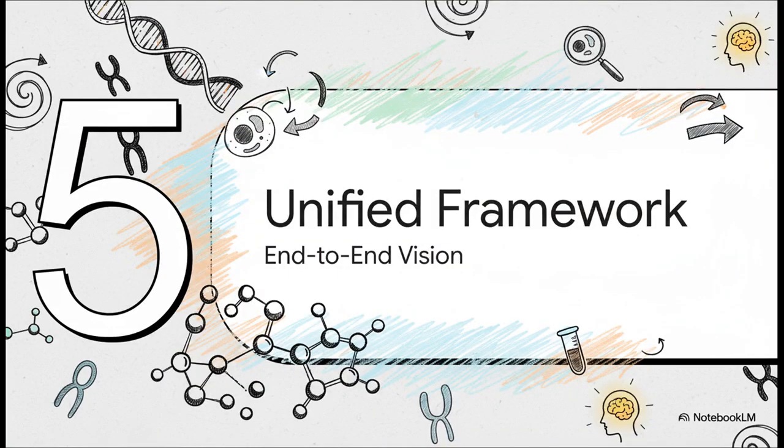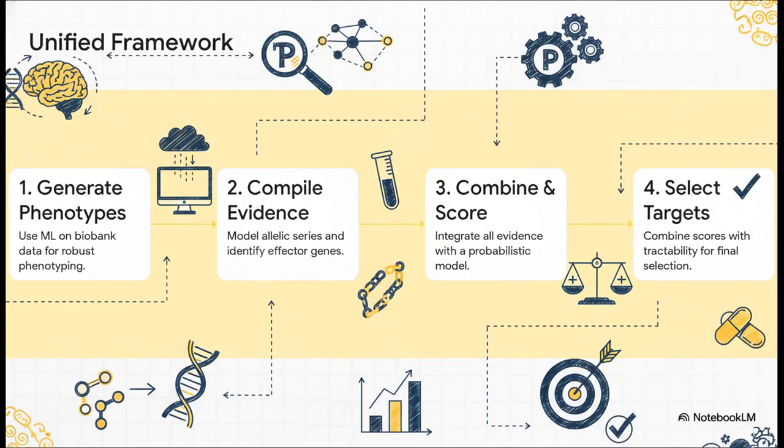This leads to the central proposal of the review, the development of a single, unified probabilistic framework. The goal is to integrate these different methodologies into one systematic end-to-end process for target identification and prioritization. This proposed framework consists of 4 sequential stages. First, machine learning is used to generate deep and accurate disease phenotypes from large-scale biobanks. Second, a comprehensive suite of genetic methods is applied to compile all available gene disease evidence. Third, this evidence is integrated within a probabilistic model that assigns a confidence score to each potential target. Finally, these scores are combined with data on target tractability to generate a ranked list of candidates for experimental follow-up.